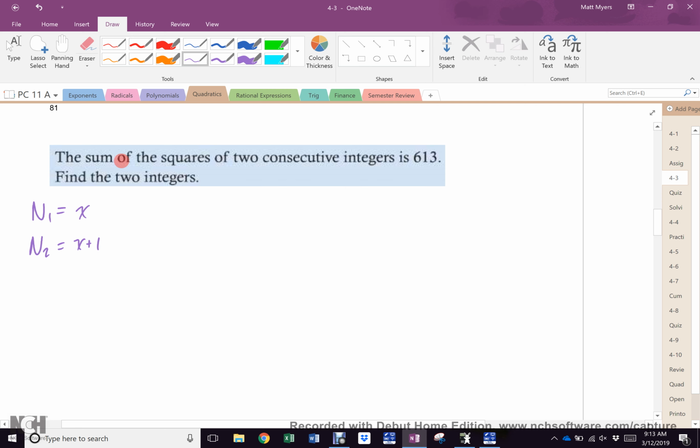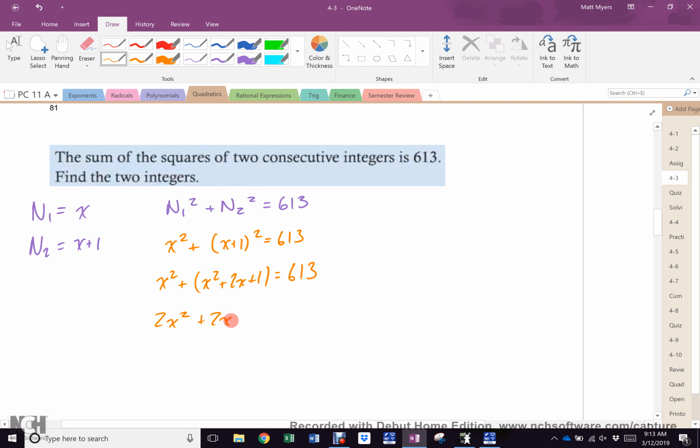So, what else do I know? The sum of the squares. I know that n1 squared plus n2 squared equals what? 613. What is n1? X squared. What is n2? X plus 1 squared equals 613. And now we could solve that, couldn't we? X squared plus 2x plus 1 equals 613. What's x squared plus x squared? 2x squared plus 2x plus 1 equals 613.